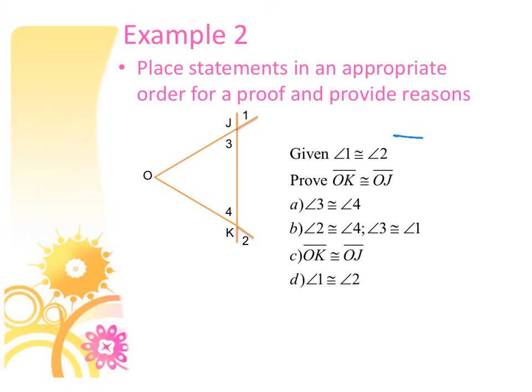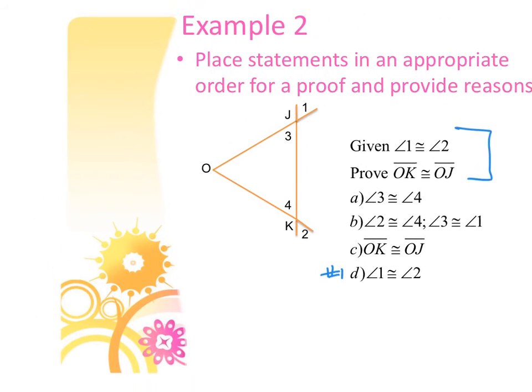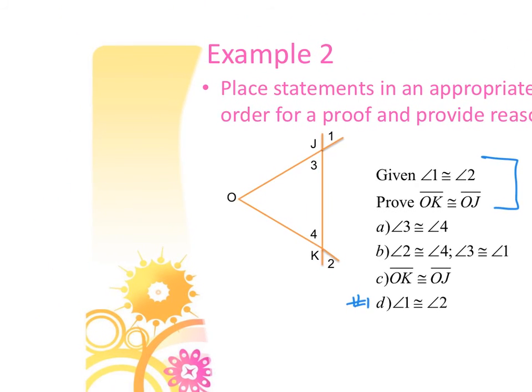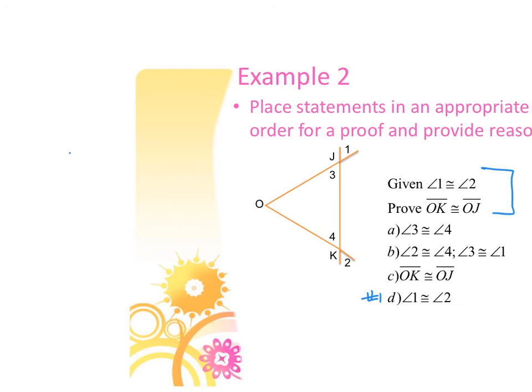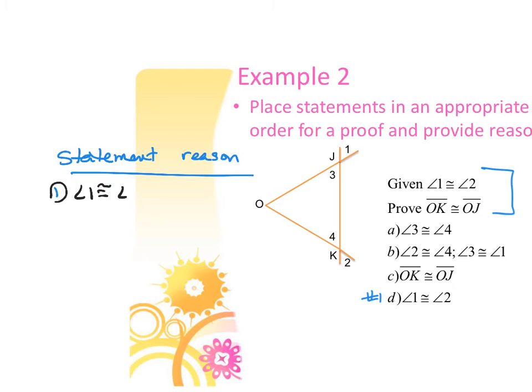So here is my given information. So that's going to tell me right away that this one down here is going to be number 1. So let me go ahead and I'll make up my proof over here. So I have my statement column and my reason column. Number 1 is angle 1 is congruent to angle 2, and that reason is given.